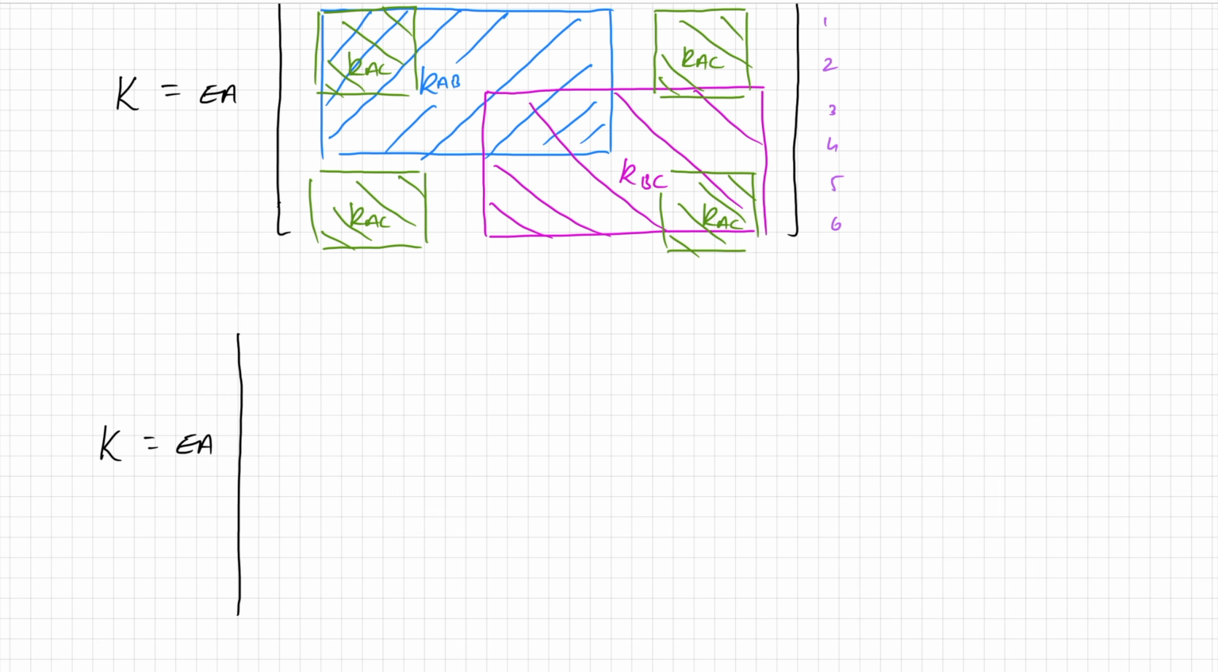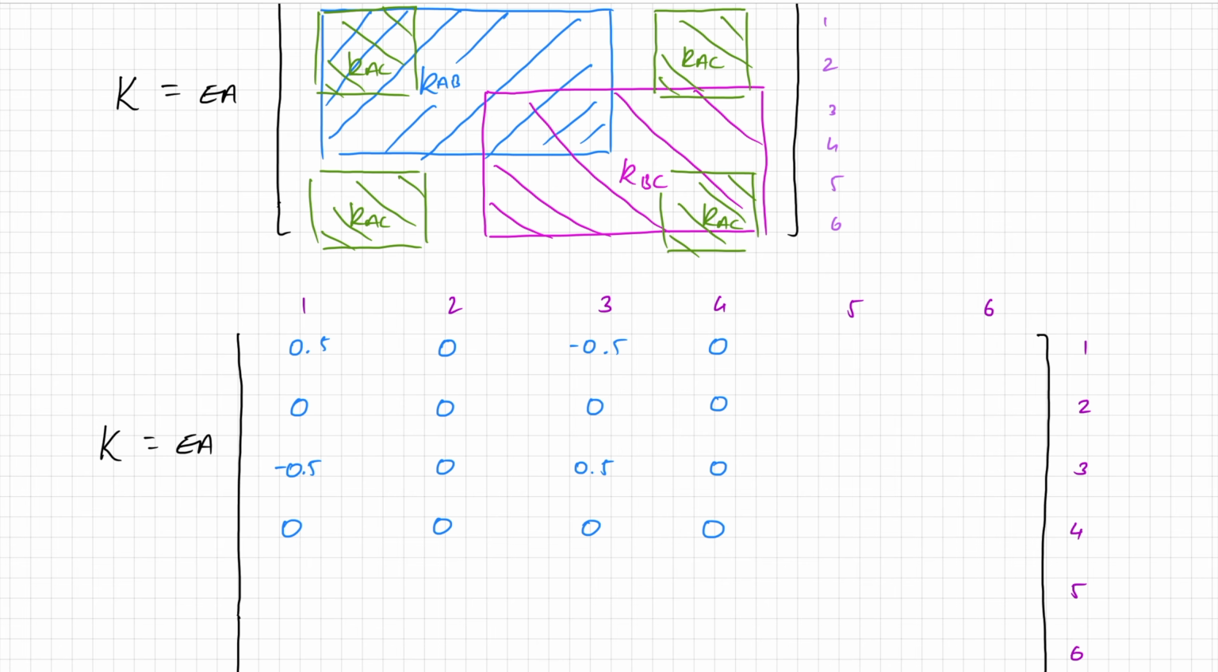So I'm going to start with members of AB. I find the easiest thing to do is just write out whatever you have in the right locations and then add. So for that I have 0.5, 0, minus 0.5, 0, and I'm just going to continue adding everything in. And that is 1, 2, 3, 4. We'll add here space for 5 and 6, and then the rows 1, 2, 3, 4, 5, 6. Let's now add everything from KBC.